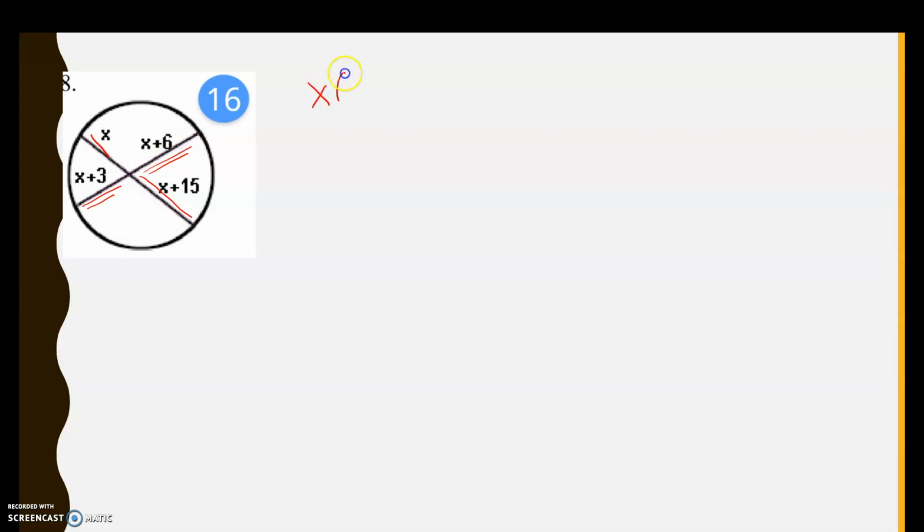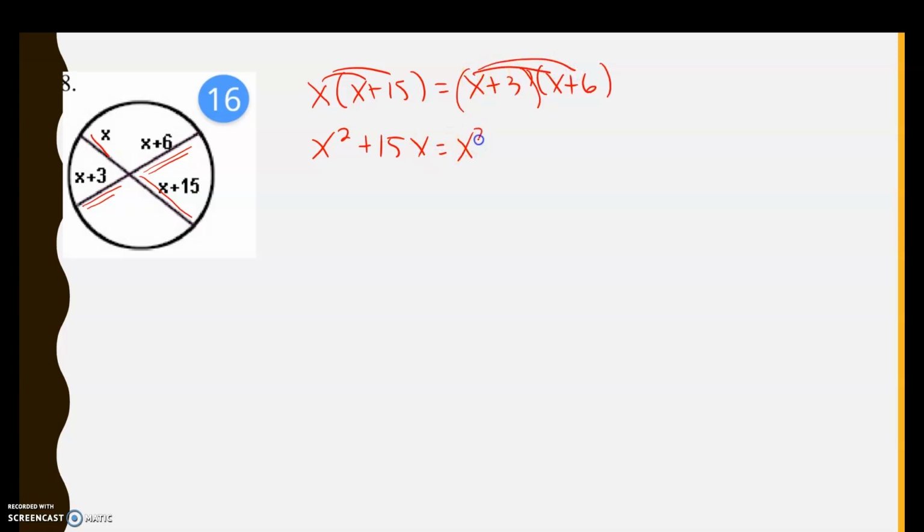So I'm going to take my x times x plus 15 and set that equal to x plus 3 times x plus 6. So when I distribute here, I'm going to get x squared plus 15x, and that's going to be equal to, when I distribute here, foiling this guy, I'm going to get x squared plus 6x plus 3x plus 18. And combining like terms, my 6x and my 3x, I'm going to get x squared plus 15x is equal to x squared plus 9x plus 18.